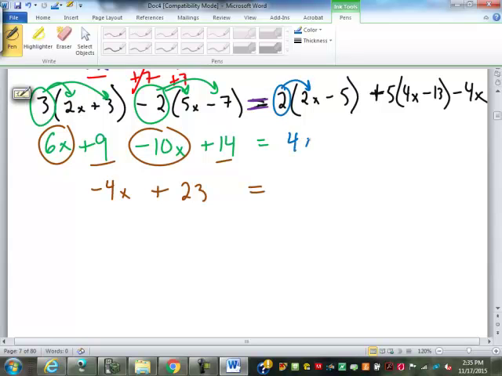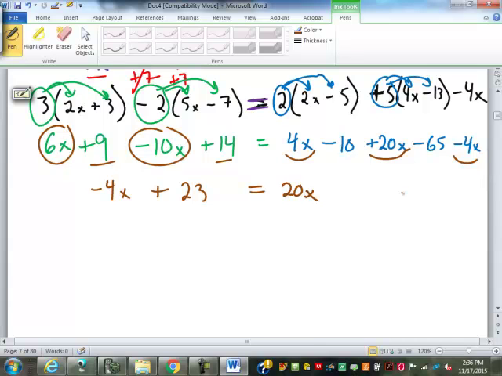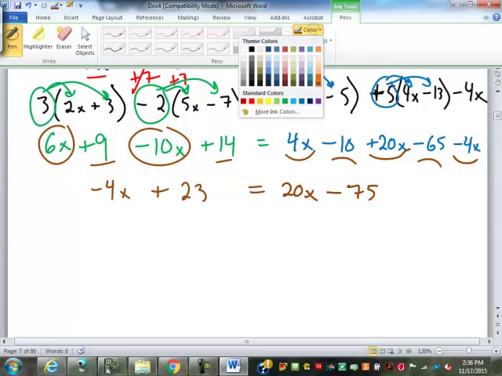2 times 2x is 4x. 2 times negative 5 is a negative 10. 5 times 4x is positive 20x. And 5 times negative 13, negative 65. And we still have the minus 4x there. What's next? 4x, positive 20x, and negative 4x make 20x. And then, so negative 10 and negative 65 make a negative 75. Then what?